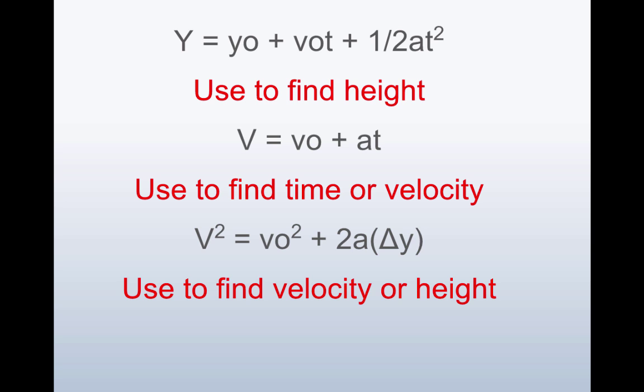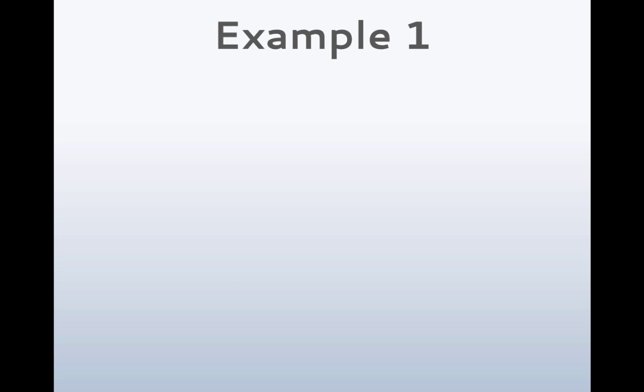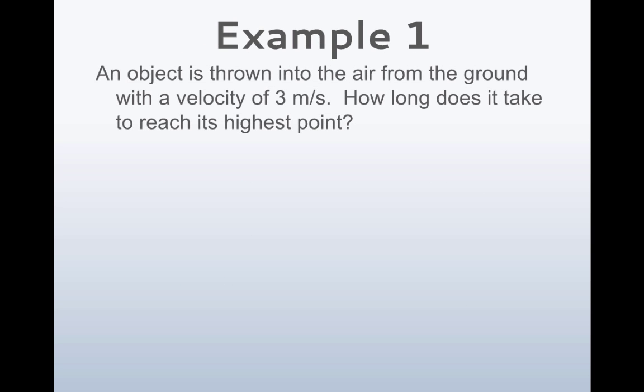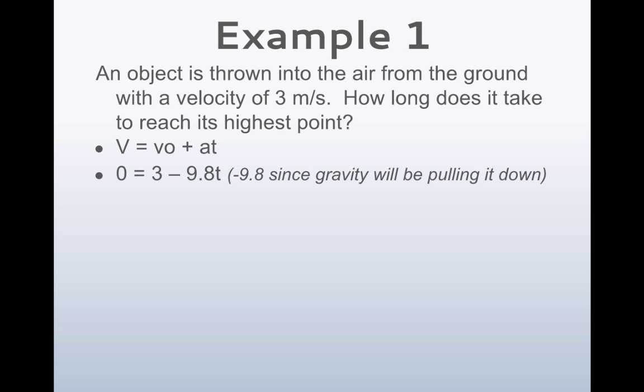So here's example 1. An object is thrown into the air from the ground with a velocity of 3 meters per second. How long does it take to reach its highest point? Well, again, use your equation to find time. v is equal to v naught plus at. So v naught is 3, acceleration is negative 9.8. Calculating that, you get a time of 0.306 seconds.